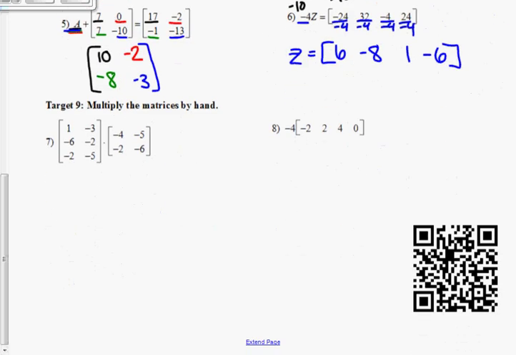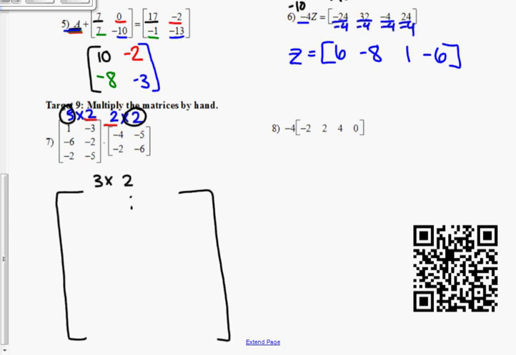Target 9, we're multiplying matrices by hand. On 7, we have 2 matrices. On 8, we have scalar multiplication. First thing we want to make sure is that we can multiply them. So on 7, I have 3 rows and 2 columns by 2 rows and 2 columns. Remember, the middle 2 numbers have to match in order to know that we can multiply it together. And our outside 2 numbers are going to tell us what the answer is. So my answer has to be a 3 by 2 matrix. So I know it's going to have 3 rows and 2 columns.